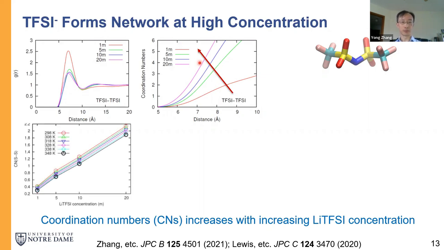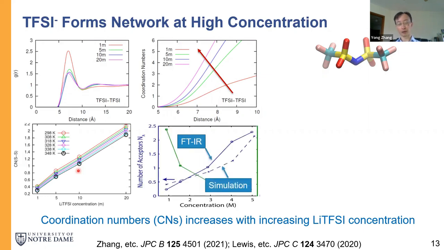The other way to look at this would be to calculate the coordination number between the sulfur atoms. So that's the yellow atoms here showing the molecule. The reason we check sulfur-sulfur coordination number is that in IR, FTIR, they can directly measure the concentration of the sulfur atoms. So when we compare this coordination number between our simulation and FTIR, they agree with each other very well. I'm sorry that this plot has a different concentration unit here. All other plots are using molal. This is molar. So 5 molar here is equivalent to 20 molal.